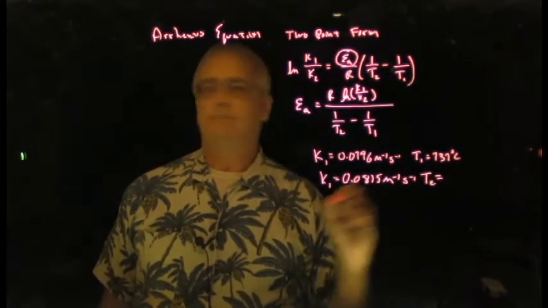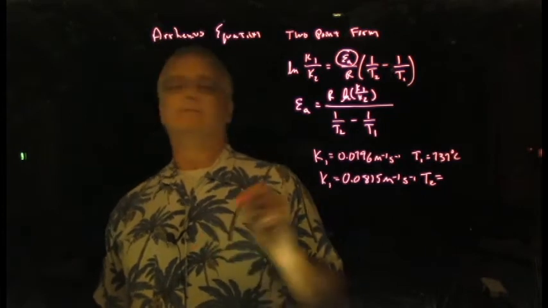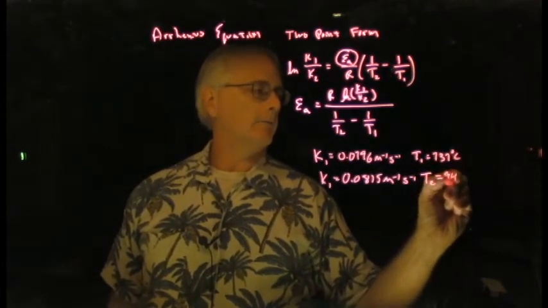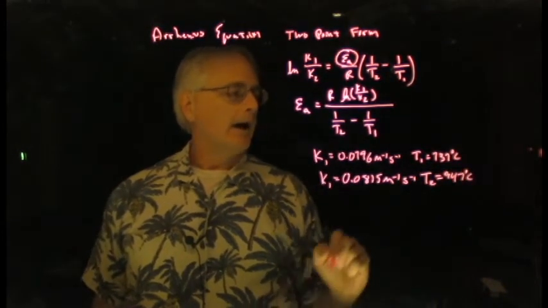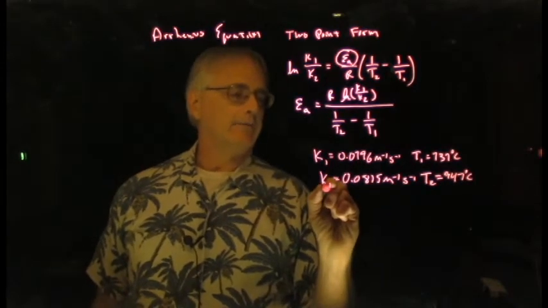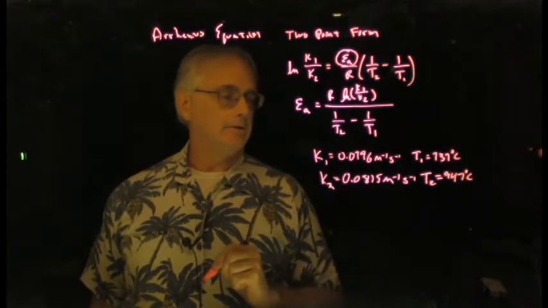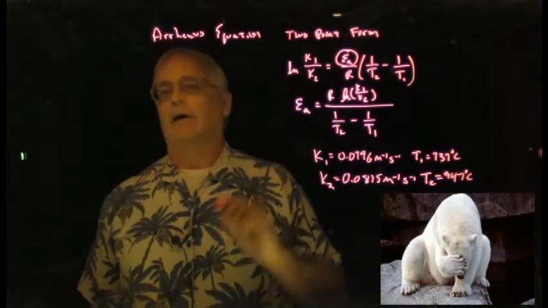Then they jacked up the temperature to 947. Not easy experiments to do at those types of temperatures. And measured the second rate constant. I wrote K1. Oh, that's embarrassing. Oh, well, now it's K2.